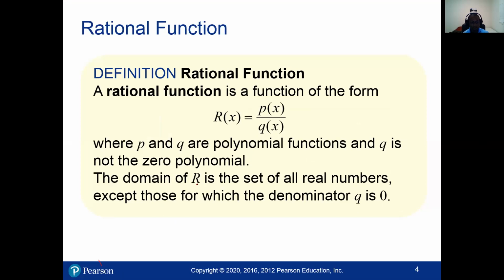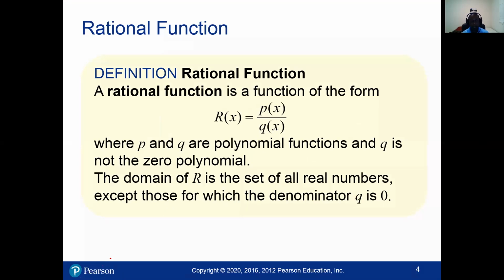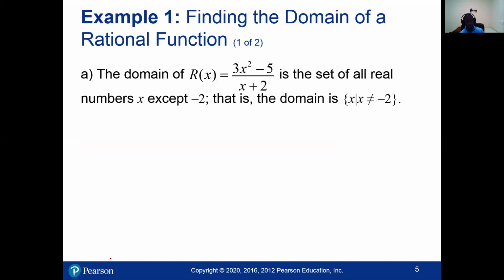And then the domain of a rational function is all real numbers except where the denominator q is not equal to what? It's not equal to 0. Okay. So now let's take some examples. What's the domain of this rational function?